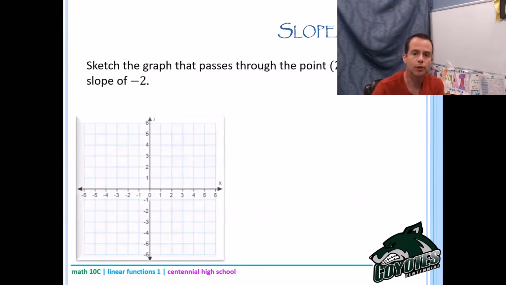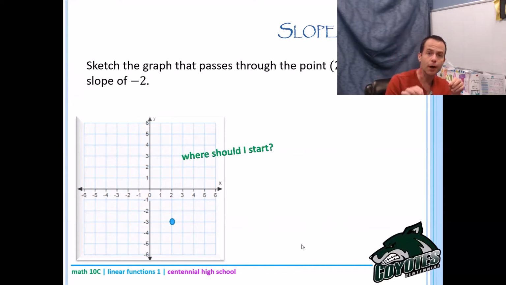All right, so sketch the graph that passes through the point 2, -3 and has a slope of -2. Well, where do I start? I start with the point that I was given. I know 2, -3 is a lattice point. 2, -3, I can plot it right there. Okay, and now I apply the slope. Now it's important to realize I apply the slope from that point because that point has to be on the line. So from that point, I have to apply a slope of -2.